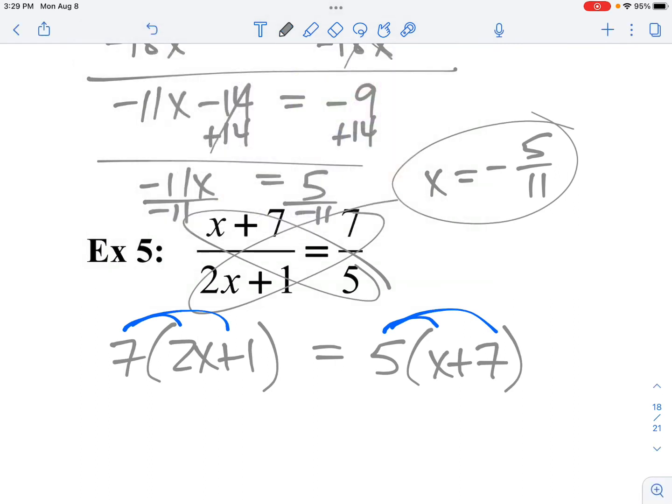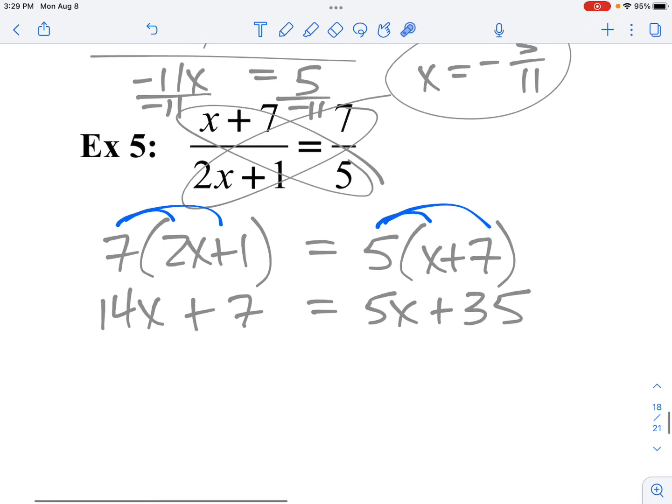So I'm going to take 7 times 2x, which is 14x. 7 times positive 1 is positive 7. Keep your equal sign. 5 times x is 5x. And 5 times 7 is 35, and it's positive.